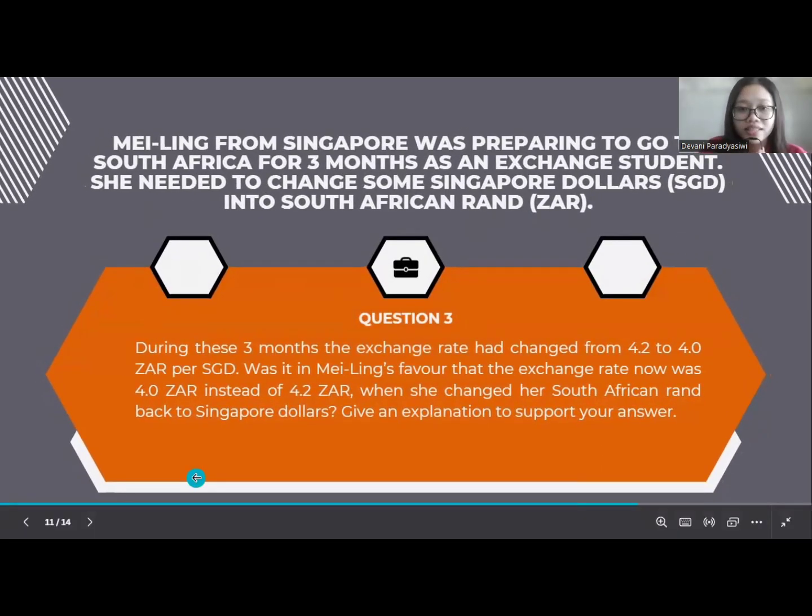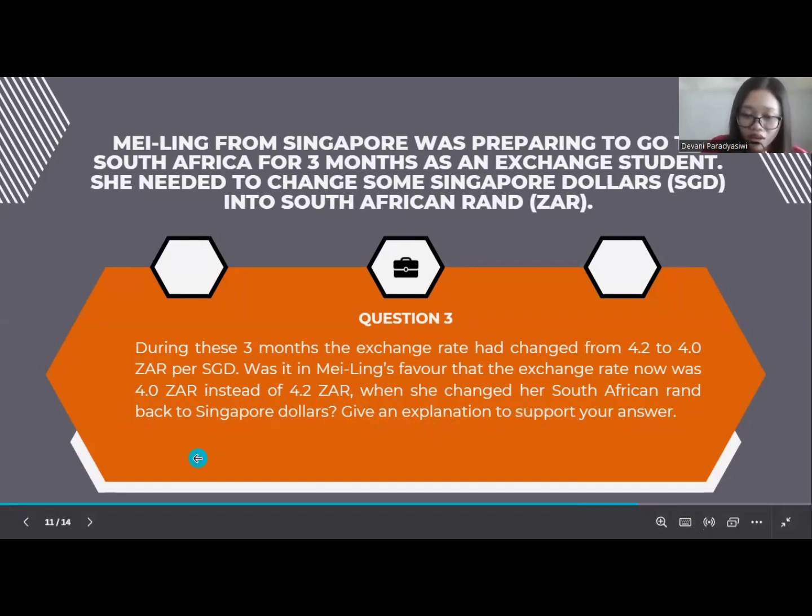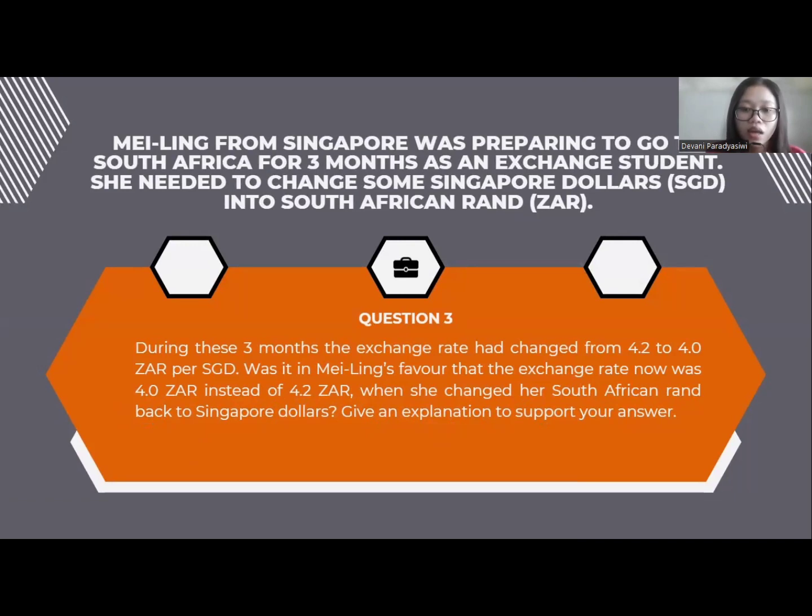And then, this is our last question. During these 3 months, the exchange rate has changed from 4.2 to 4 ZAR per SGD. What is the effect for Mei-Ling that the exchange rate was 4 ZAR instead of 4.2 ZAR when she changed her South African rand back to Singapore dollars?